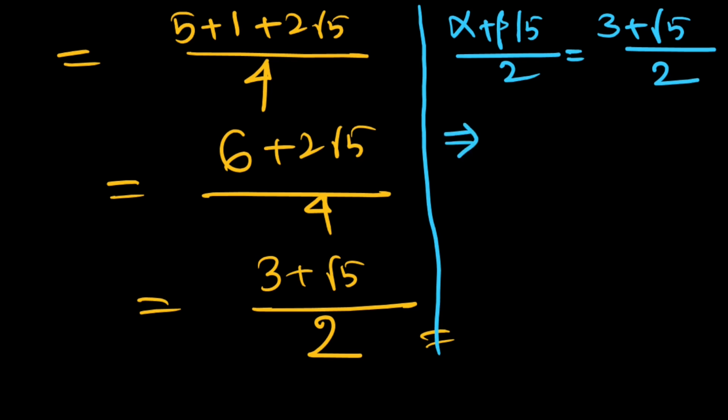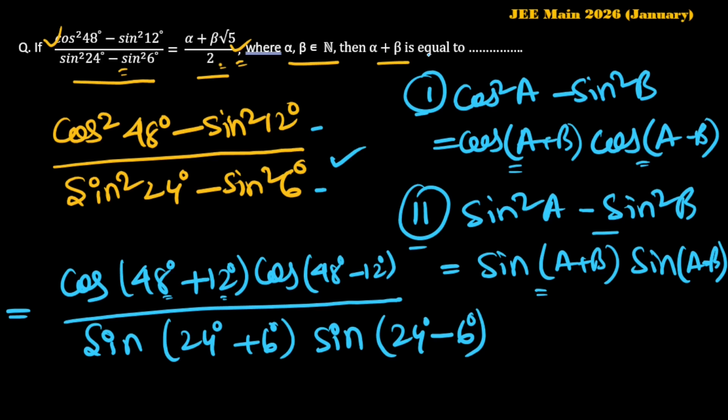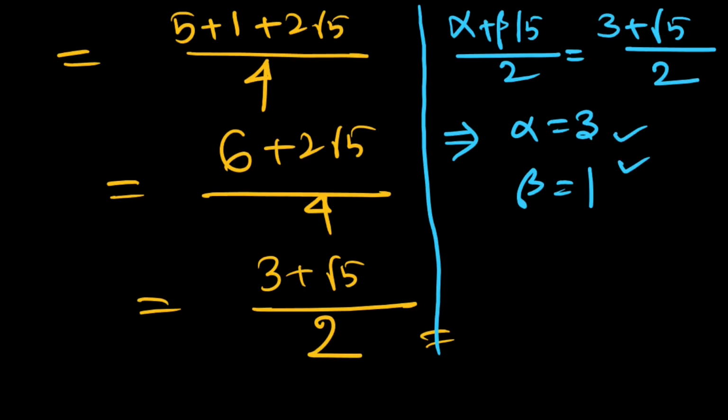This implies alpha is equal to 3, beta is equal to 1. In the question it asks what is the value of alpha plus beta, and it is also given that alpha and beta are natural numbers. Therefore alpha plus beta is equal to 3 plus 1, that is actually 4.